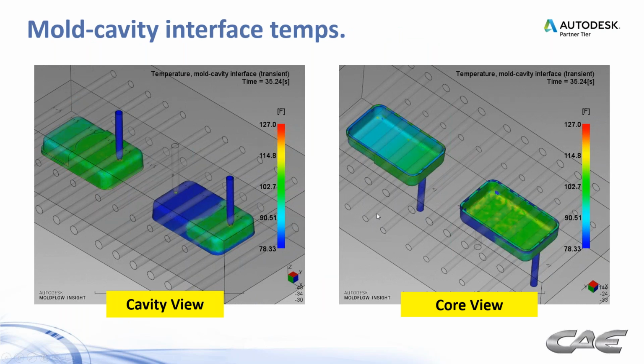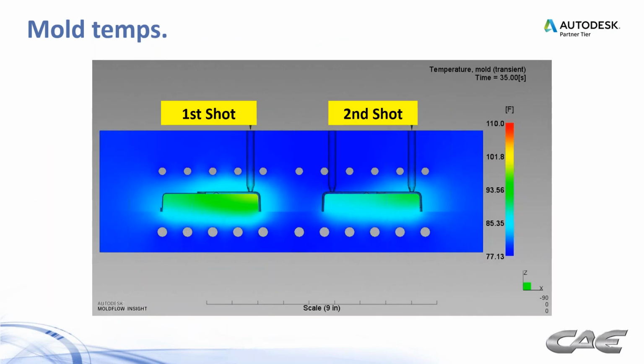And here's just an animation of that over time. Cavity view on the left, core view on the right. You can see temperatures fluctuating as the cycles run through. And then you can also look at that from a cross-sectional view as well.